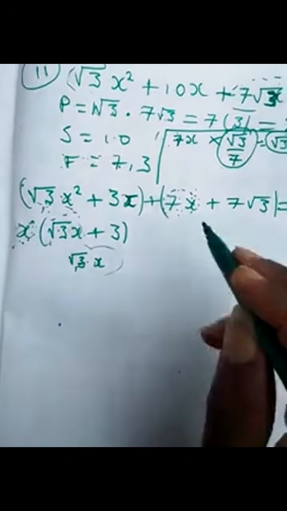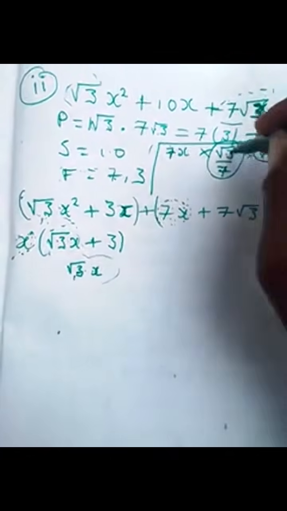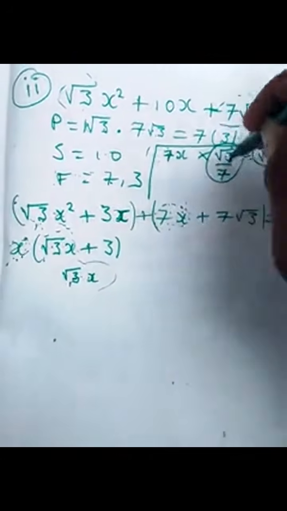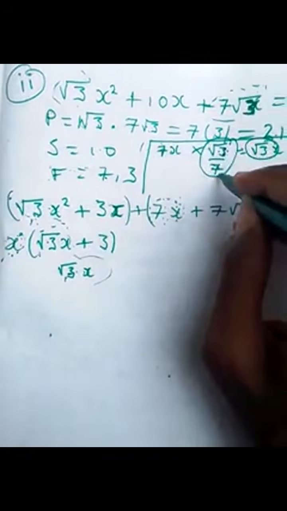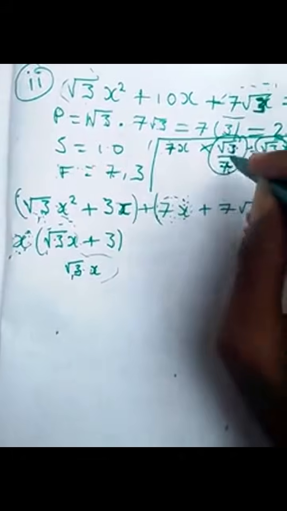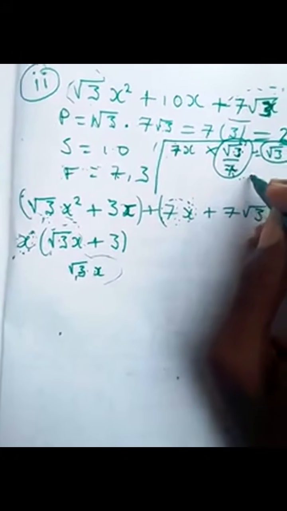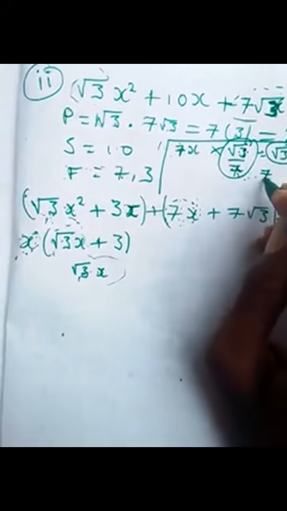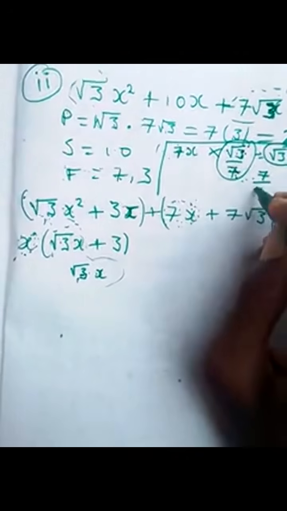Now I'm not going to write square root of 3 over 7. No. Instead, I'm going to swap them. The one on the numerator, which is 3, will come on the denominator. The one on the denominator, 7, will go on the numerator. This one will come on the denominator.